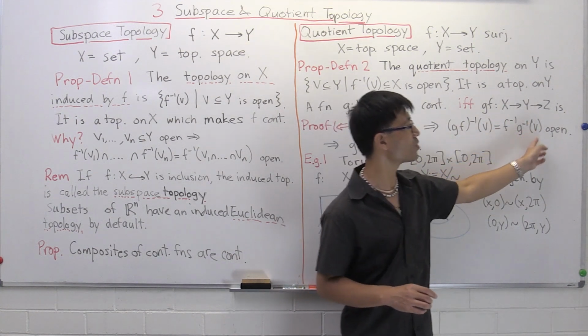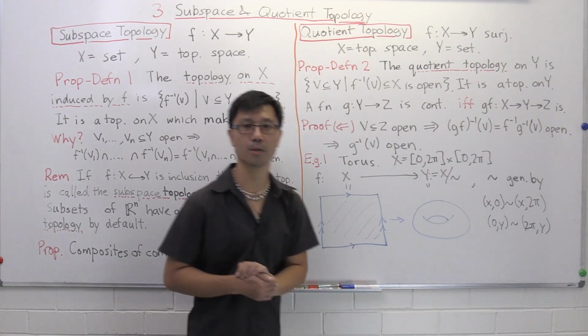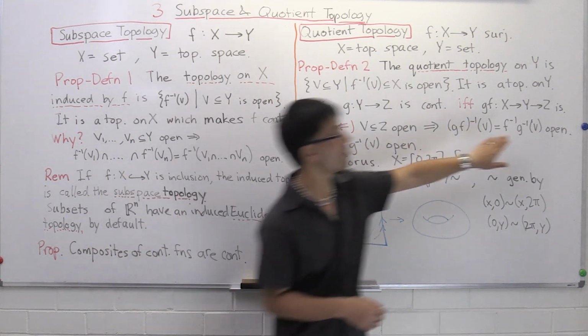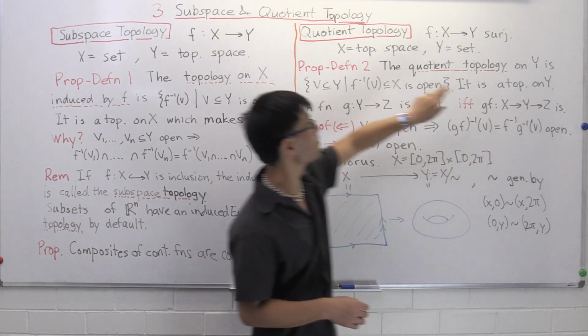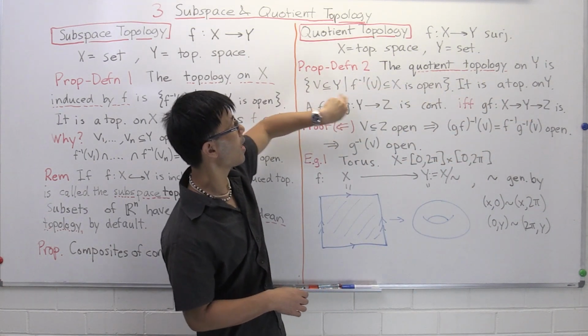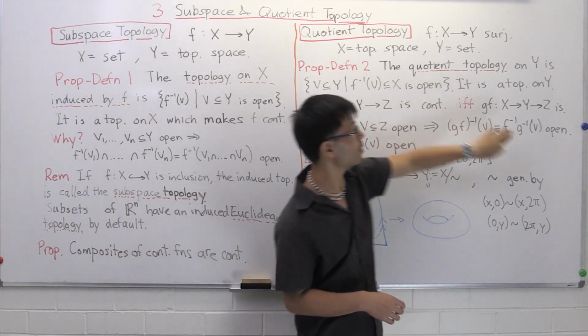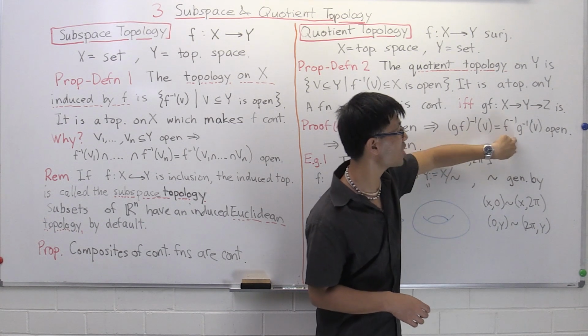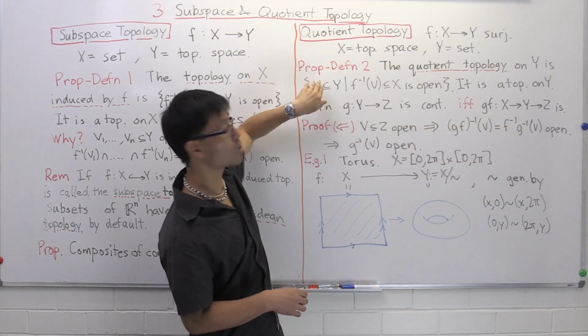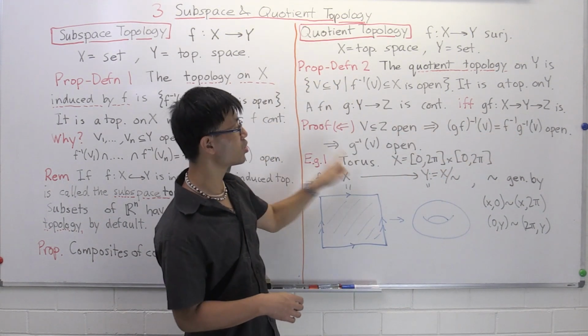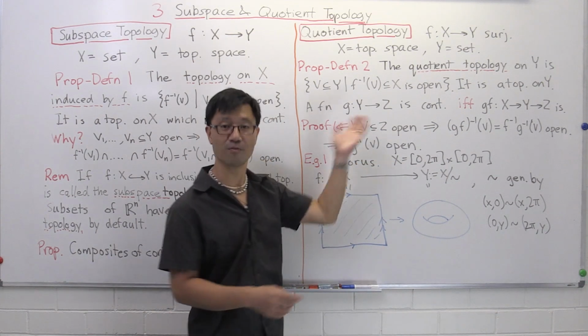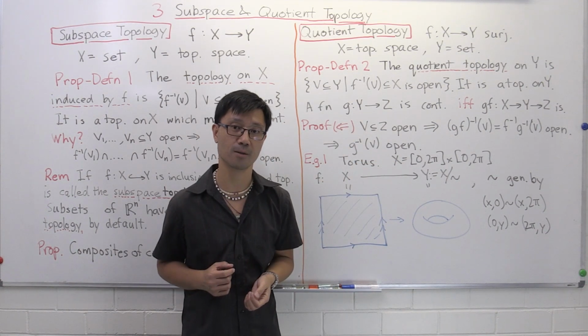F inverse of G inverse of V, that's open. So this G inverse of V is a subset of Y, and when you pull it back by F inverse, that's open. So that tells you that this G inverse of V is open in this quotient topology. G inverse of V is open. That's just the definition of the quotient topology here.